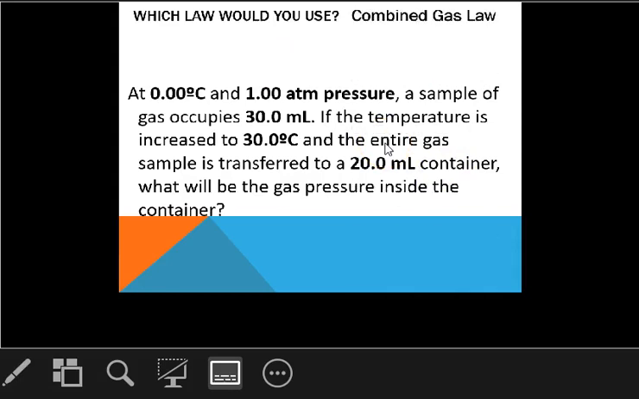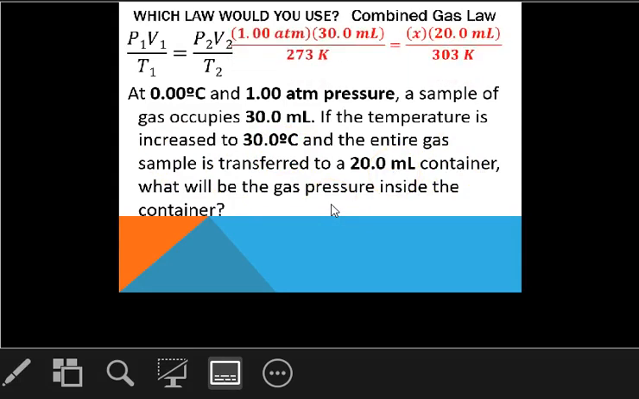This is a combined gas law problem. It has all the variables in it. It's got 2 of some of the variables, so we know it's not a PV equals nRT problem because I have 2 temperatures and I have 2 volumes. What I'm missing is another pressure. It says at 0 degrees Celsius and 1 atmosphere of pressure, a sample occupies 30 milliliters. If the temperature is increased to 30 degrees Celsius and the entire sample is transferred into a 20 milliliter container, what will the new pressure be?